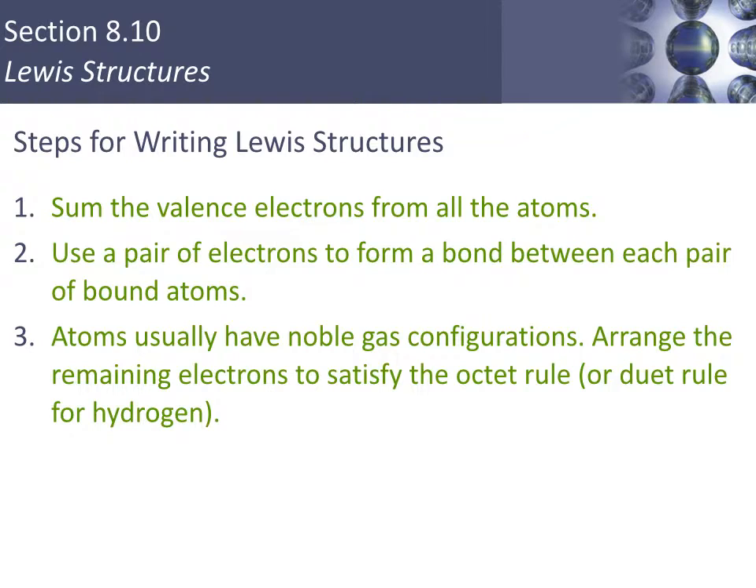There are some general guidelines for writing Lewis structures. The first thing you do is sum up the valence electrons of all the atoms. Then you take a pair of electrons and form a bond between each pair of bound atoms. And then you remember that because atoms usually have noble gas configurations, you will need to arrange the remaining electrons in order to satisfy the octet rule, or the duet rule if we're working with hydrogen.